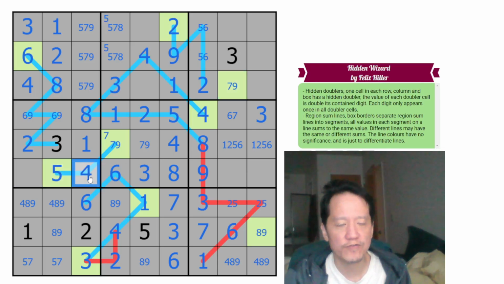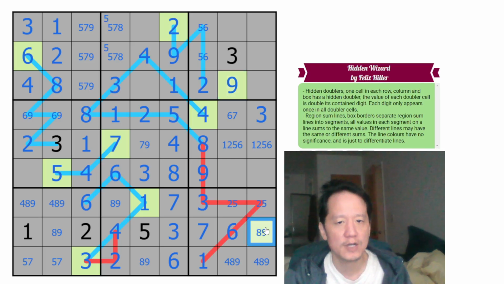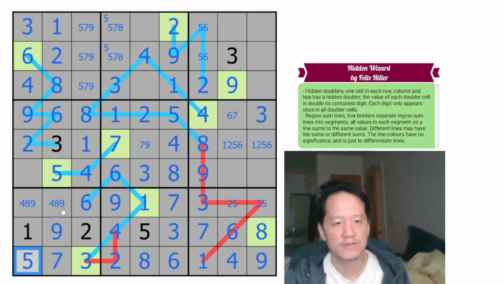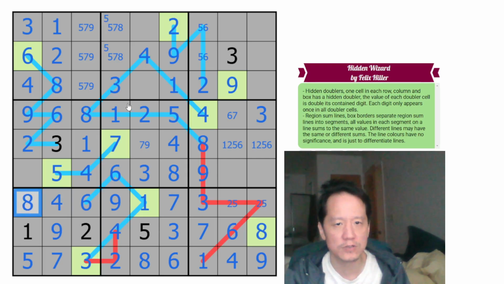5 doubled with 4 adds up to 14, which means it's 7 doubled. So this is 7 doubled, which makes this 9 doubled, and that makes this 8 doubled. So this can't be 8 anymore. This can't be 9, so this is 4, and that's 9, which makes that an 8, which makes that 9. This 8 means this can't be 8, so this is 9, which makes that 6, which makes that 9. This can't be 5 because of that 5, so this is 7, which makes that 5. This can't be 8 or 9, so this is 4. This can't be 4 or 9, so this is 8, and now we're just doing Sudoku.